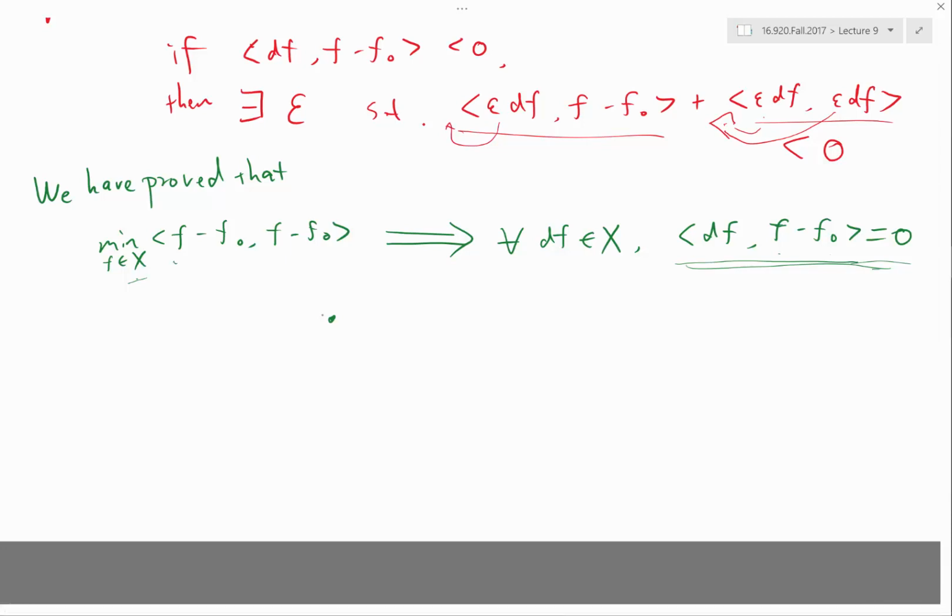That's what projection means. Mathematically, that means this vector from f0 to f has to be orthogonal to any vector in the blackboard, in x. So f minus f0 is orthogonal to any df that points in any direction in x. So f minus f0 is orthogonal to x.